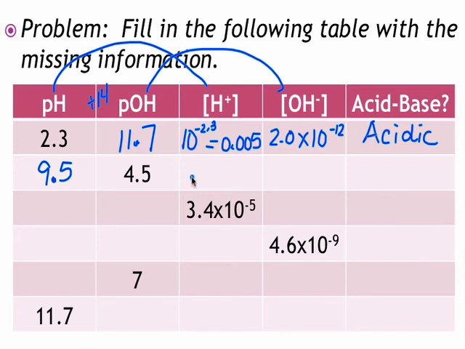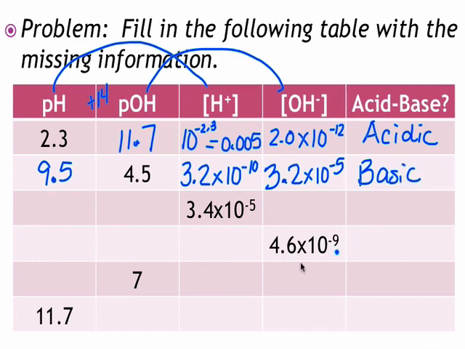So 10 to the negative 9.5 gives me 3.2 times 10 to the negative 10th. There's that one right there. Then to find the hydroxide ion concentration, I take 10 to the negative 4.5. And when I do that, I get 3.2 times 10 to the negative 5th. So there's both my concentrations. In this one, the hydroxide ion concentration is larger and the pH is above 7. So both of those things tell me that this is a basic solution.